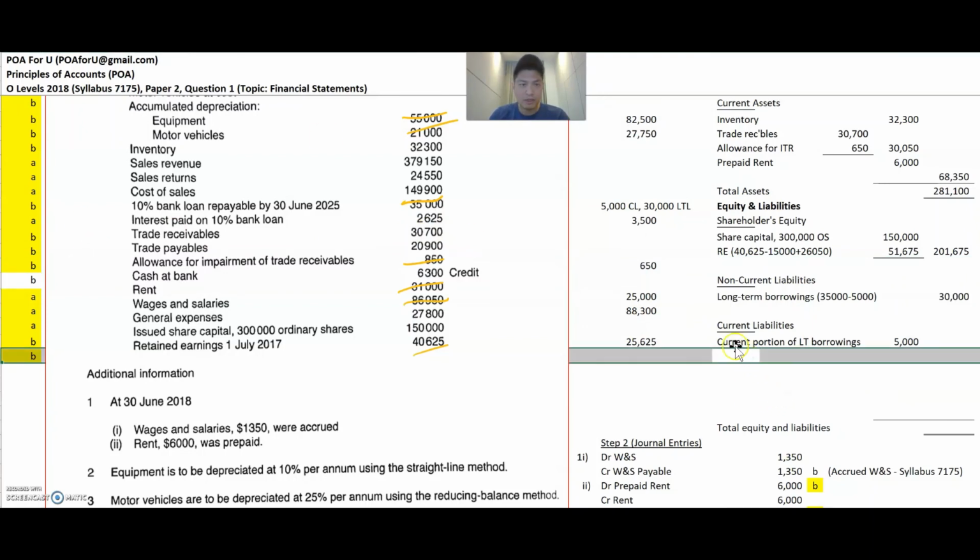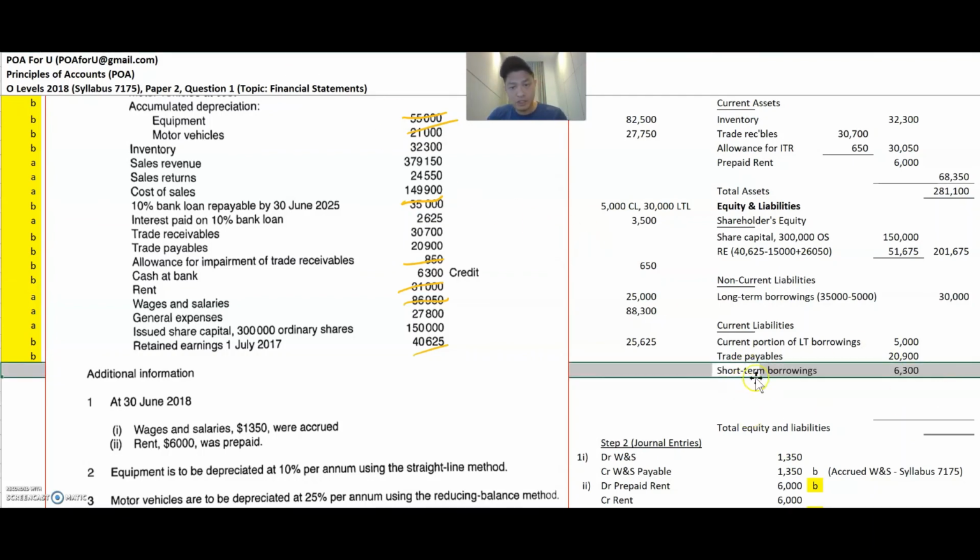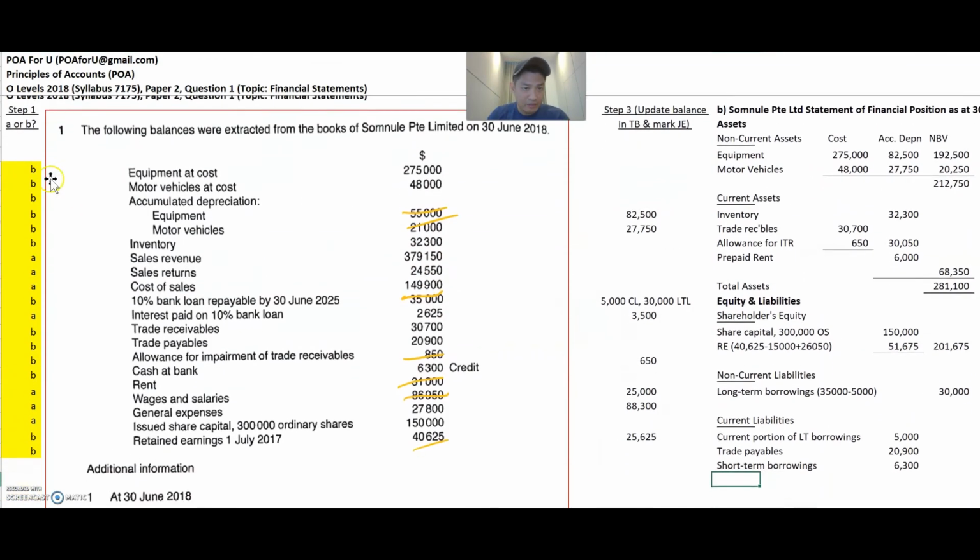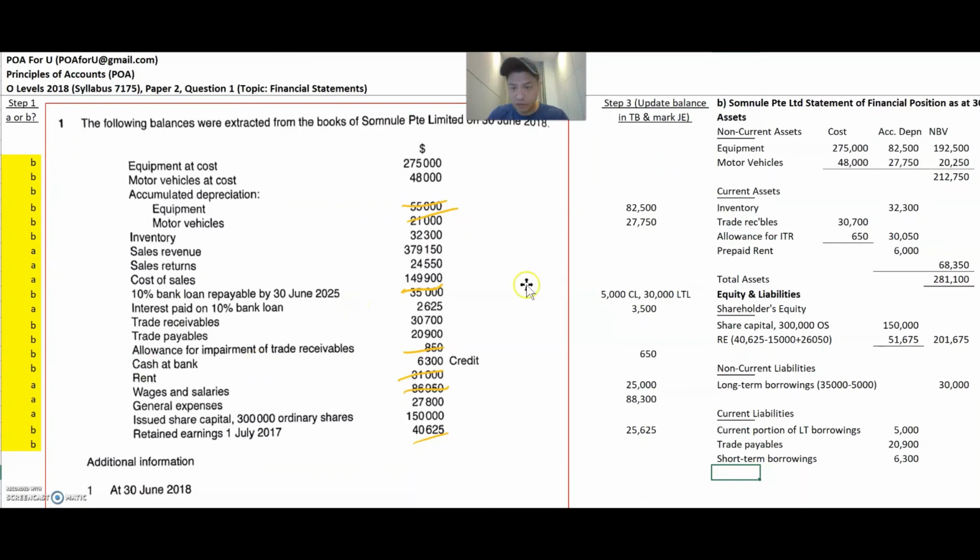So I'm going to bring trade payables across into the statement of financial position, and then cash at bank. Cash at bank is a credit balance, and that's why it's a liability. If it's a debit balance, it's something that you own. If it's a credit balance, it's something that you owe. Okay, so I'm going to mark this as transferred, and I'm going to transfer it as a short-term borrowing. Now, all the trial balance items have been marked yellow, so I've transferred it either to part A or part B of the question.